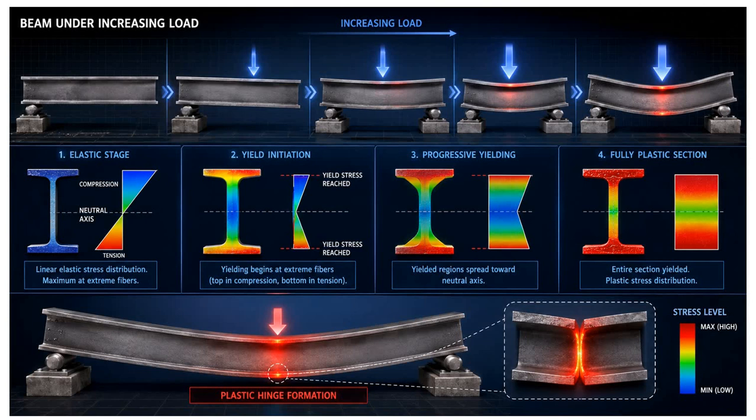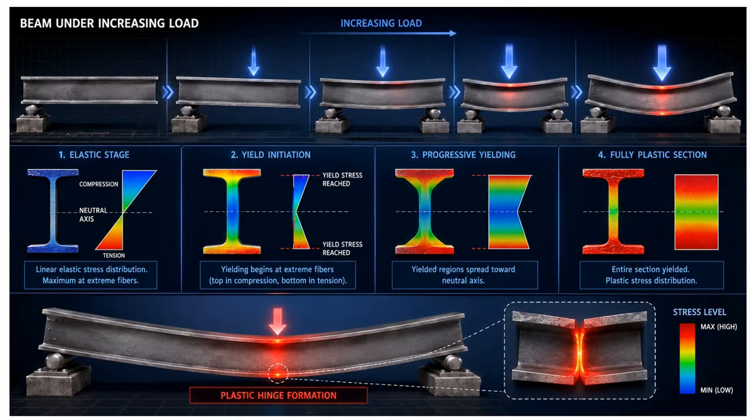Have you ever wondered what happens to a steel beam after it reaches the yield stress? Does it fail immediately? Surprisingly, the answer is no. Steel sections possess a remarkable reserve strength beyond first yielding, right? This reserve strength forms the basis of plastic analysis.